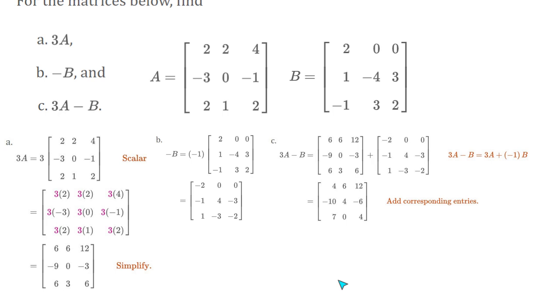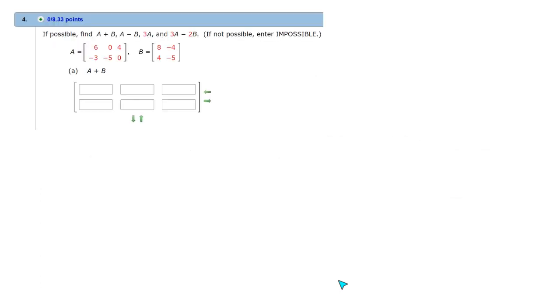So we have 6 plus a negative 2 is a 4. 6 plus 0 is 6. 12 plus 0 is 12. Okay, so each element gets added to its corresponding element on the other matrix. Okay, all right, questions? All right, very straightforward. So this is a copy of an example on your WebAssign homework.